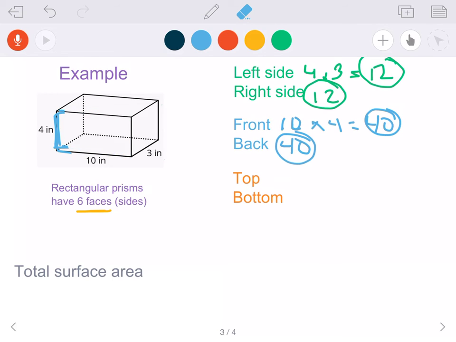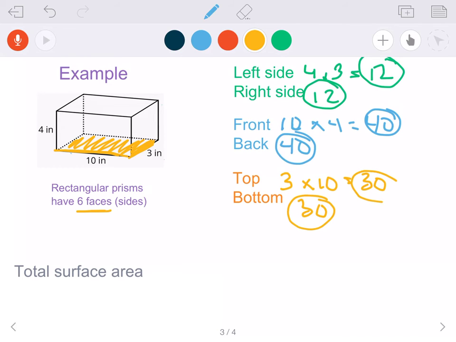And now we've got one last part of it. So now I have 4 different faces. I need 6. So now I'm going to focus on the top and the bottom. I think it's easiest to find the bottom. So if we're looking at the bottom here, I've got a 3 by 10 rectangle. So if I take 3 times 10, that's going to give me 30. If the bottom is 30, the top is also 30.